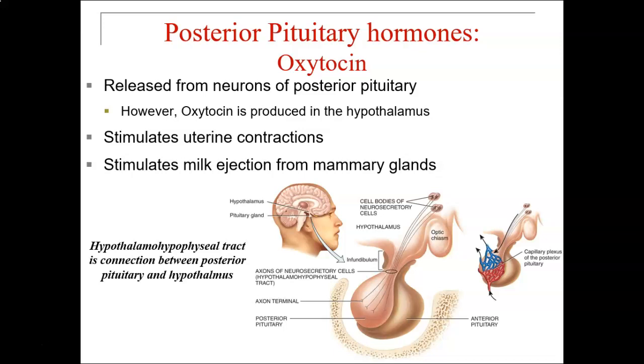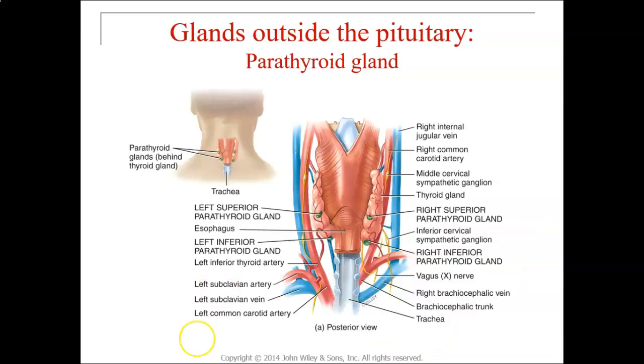So we've spent a great deal of time on the hypothalamus and the pituitary, and for good reason. The pituitary releases a huge number of hormones, and really it can impact any number of bodily functions. But there are a number of glands outside of the pituitary which do have a significant endocrine function.